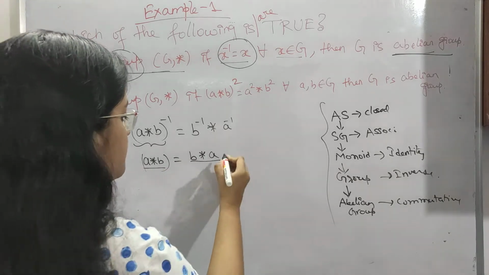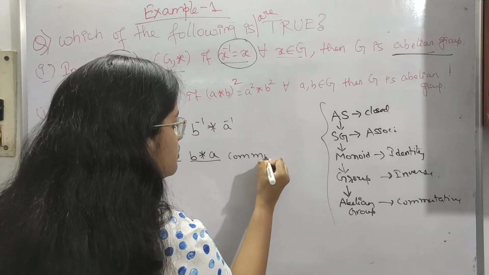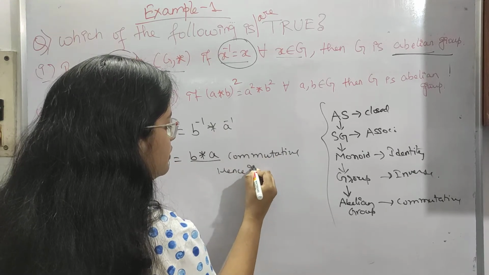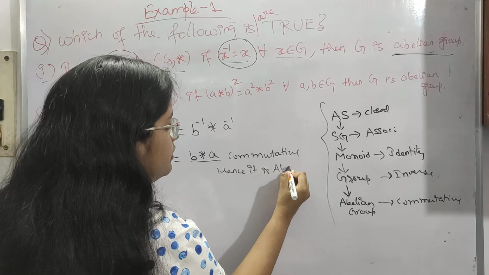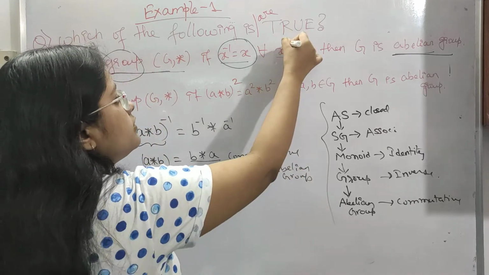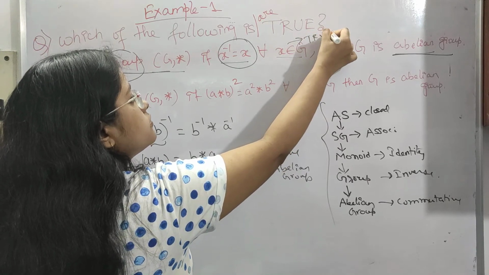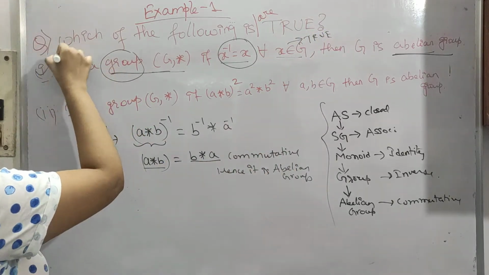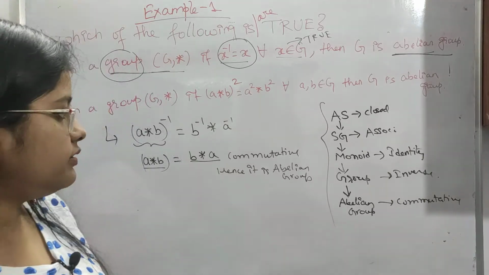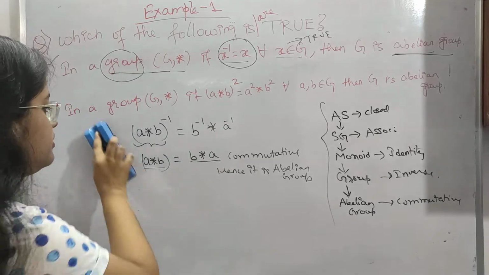So this is commutative, and hence it is an Abelian group. So this statement is true. We have done this. I hope this is clear to you. This is not much, it is easy basically.